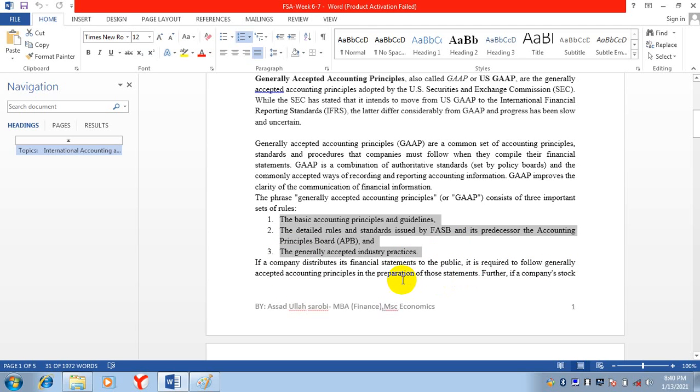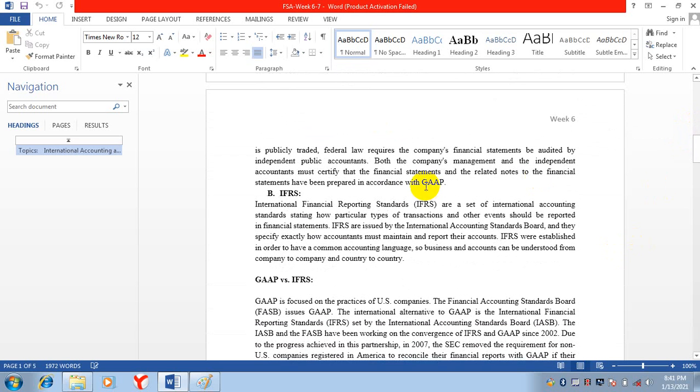Don't confuse yourself, GAAP is just a set of rules. All public limited companies, when they are registering with the Securities and Exchange Commission and making their financial statements, must follow generally accepted accounting principles. Further, if a company's stock is publicly traded, federal law requires the company's financial statements to be audited by independent public accountants.